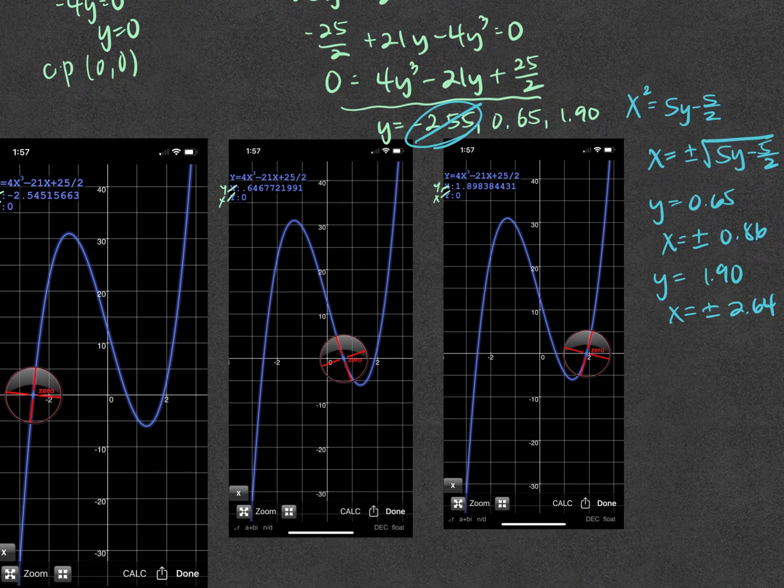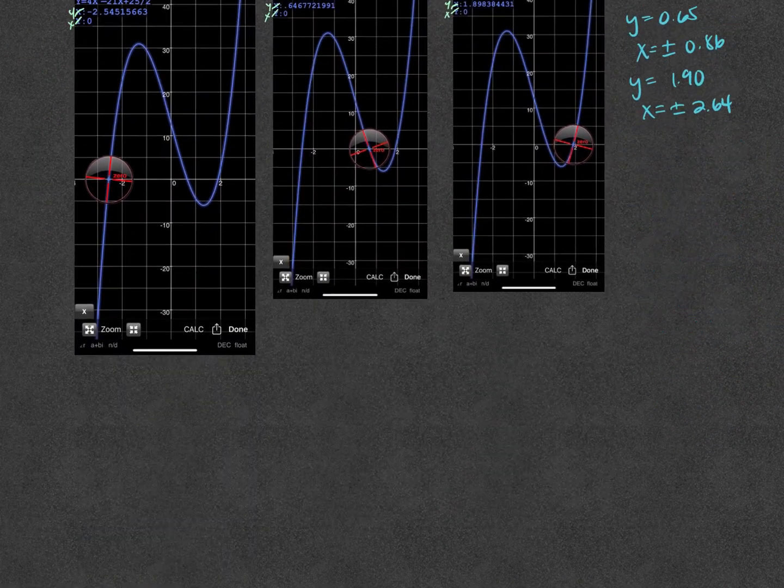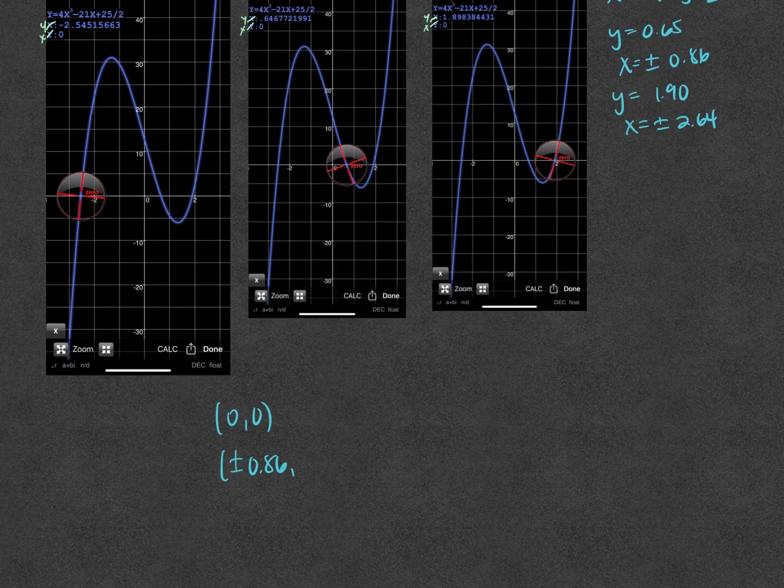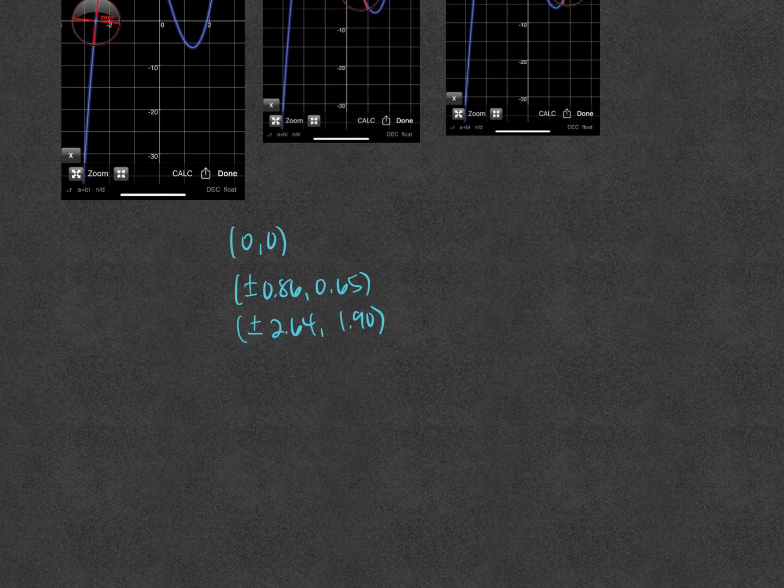So I have three critical values here. There's a whole lot going on. I have three critical points. The first one is 0, 0. The second one is plus or minus 0.86, comma 0.65. And the third set, technically we have five critical points, 2.64, comma 1.90. So let's look at D, and then we'll come back to these.